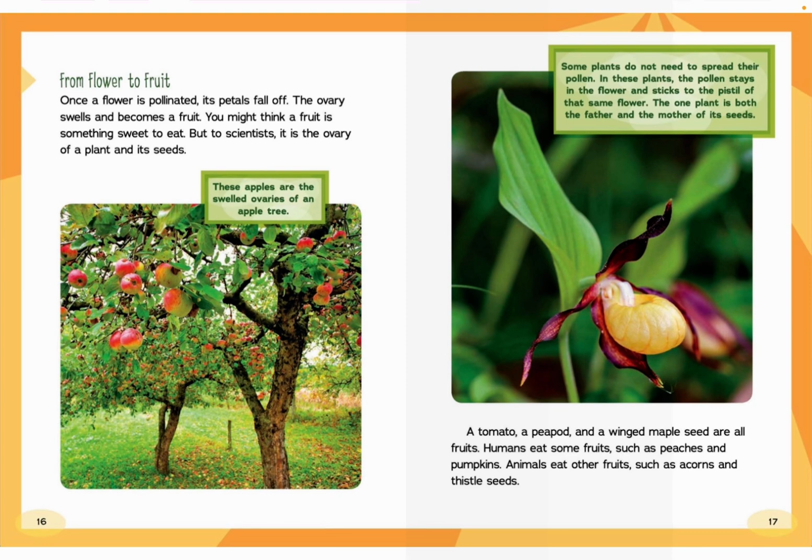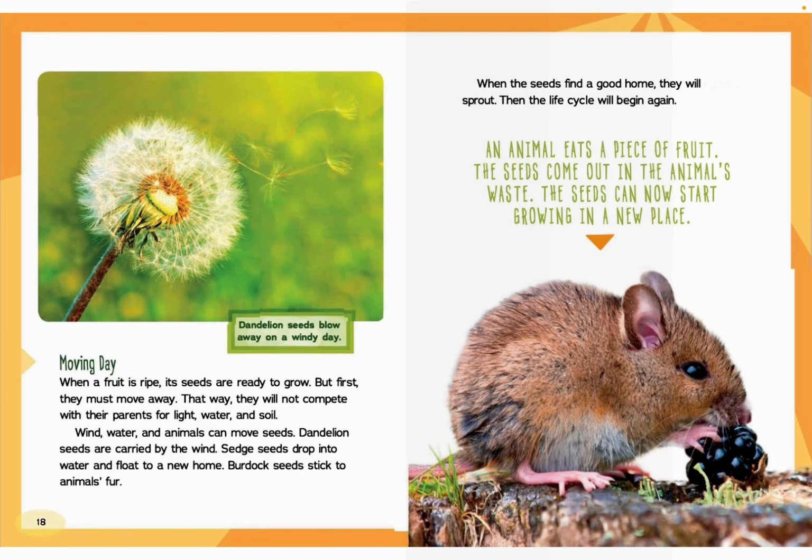You might think a fruit is something sweet to eat, but to scientists, it's the ovary of a plant and its seeds. A tomato, a pea pod, a walnut, and a maple seed are all fruits. Humans eat some fruits, such as peaches and pumpkins. Animals eat other fruits, such as acorns and thistle seeds.